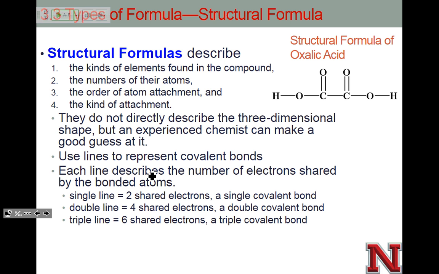A double line is what we call a double bond, and each line represents 2 shared electrons, so a double bond represents 4 total shared electrons. And a triple line, which we're not showing here, represents a triple bond, so that represents 6 shared electrons. So every line represents 2 electrons being shared. And of course the naming is fairly straightforward. Single, double.